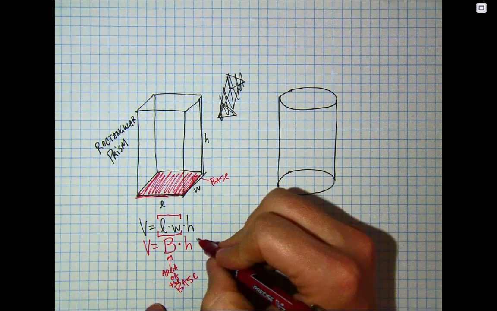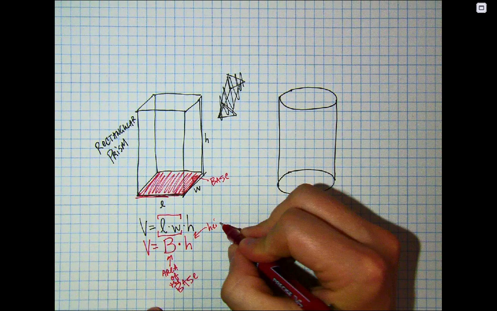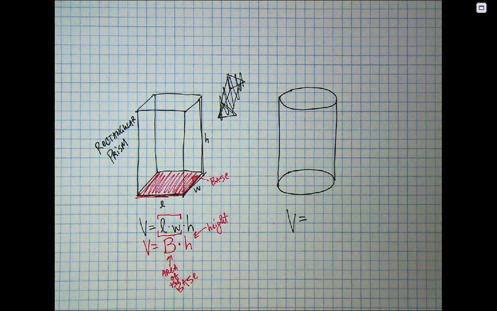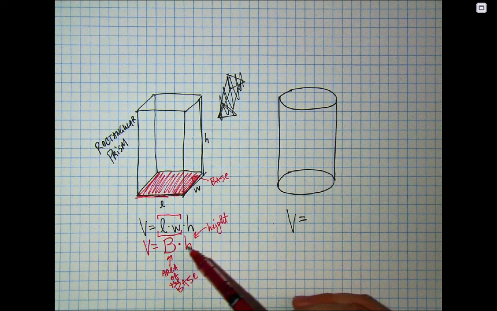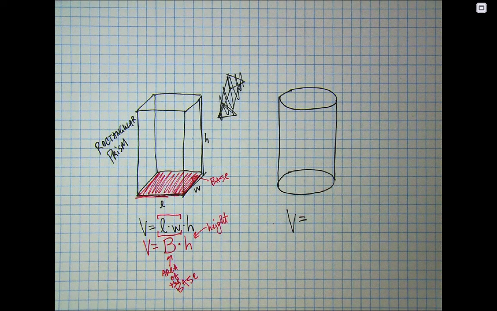times the height. And that might be how you learned how to find the volume of a prism in the first place. So you might have learned this as length times width times height. You might have learned it as area of the base times the height. Now that we have reviewed that, I want to talk about how to find the volume of a cylinder.